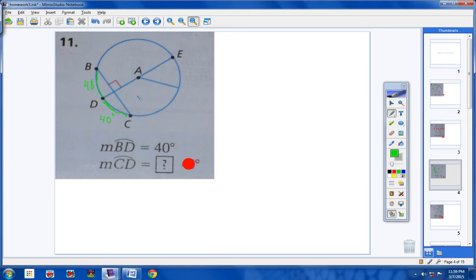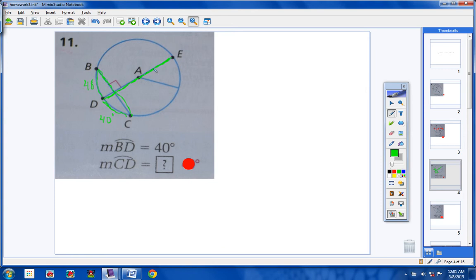Anytime that we have a chord that is perpendicular to another chord. Sorry, students, I had to pause the video for a second.